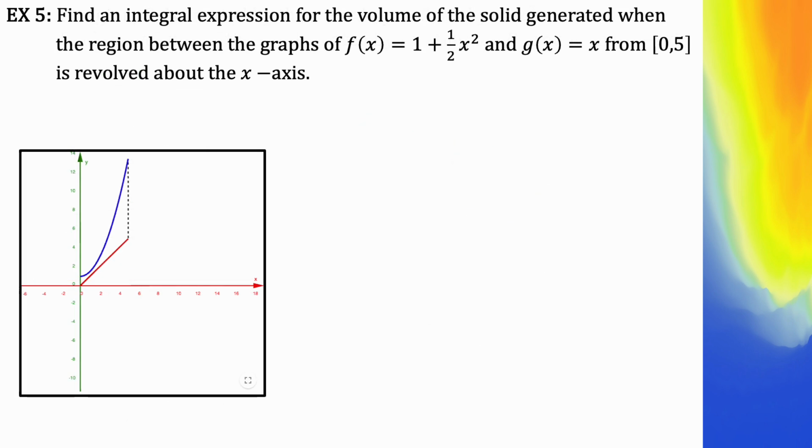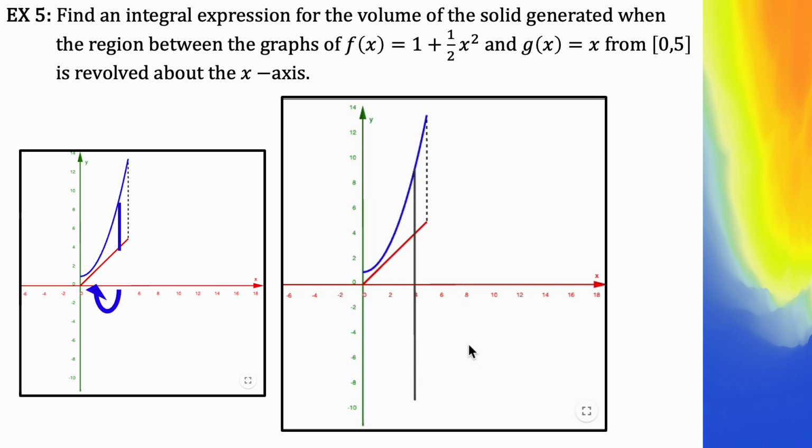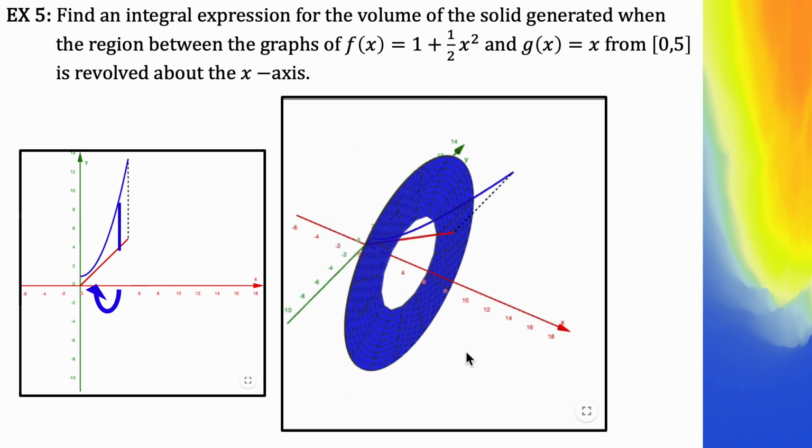This one is super cool. Find an integral expression, so we don't have to solve it, for the volume of the solid generated when the region between the graphs of f of x, that's the blue line, and g of x, that's the red line, from 0 to 5 is revolved around the x-axis. So we're going to have a little slice of just that region between those two functions and rotate it around the x-axis. So what do we get here?